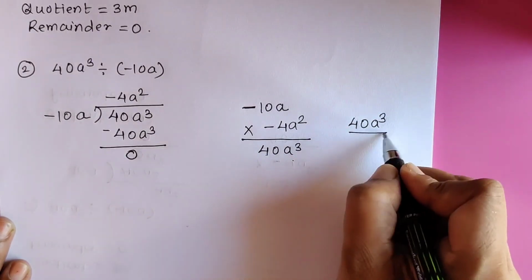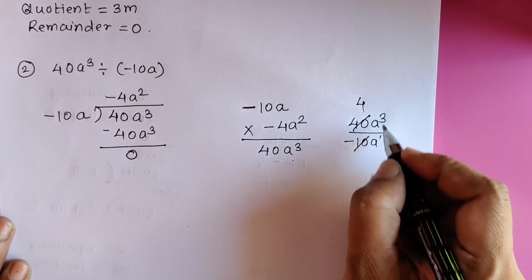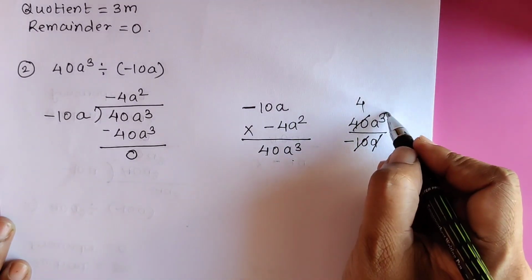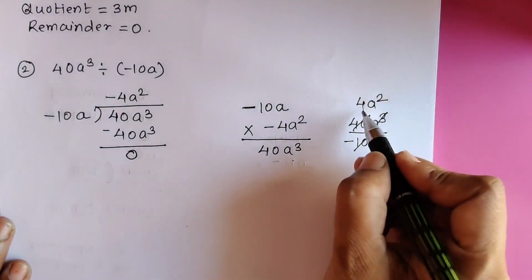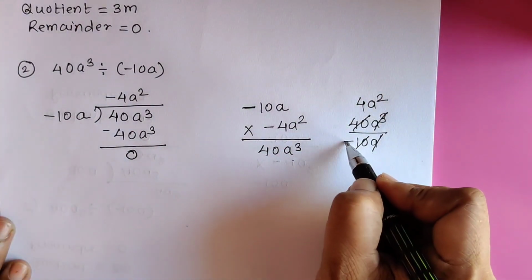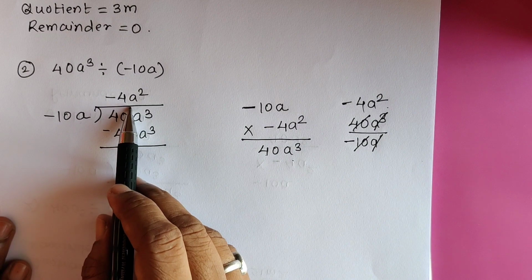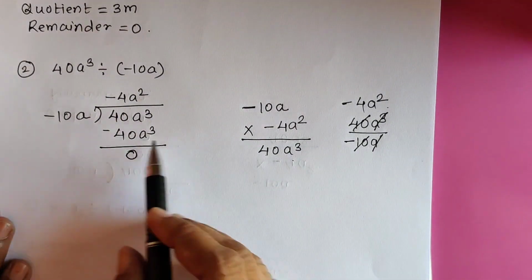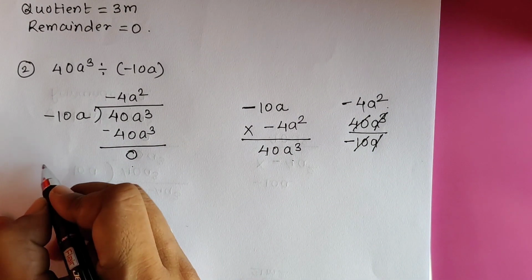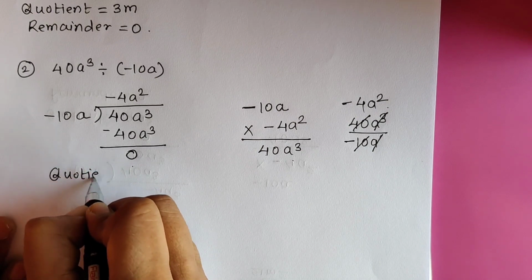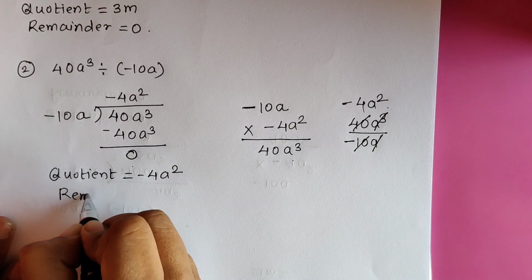40a cube divided by minus 10a. So 10 4s are 40 and a cube divided by a, and from this a cube 1a is getting cancelled, a square is remaining. So in this way this 4a square, and this minus sign is there, so I have to put a minus sign here. So minus 4a square we have to write in the quotient, and then minus this 40a cube we subtract and the remainder is 0. So quotient is minus 4a square and remainder is 0.